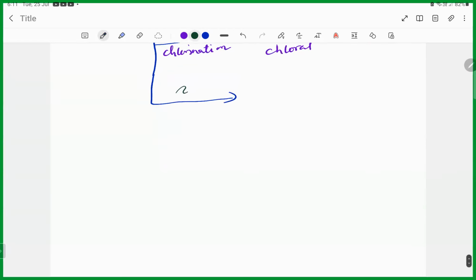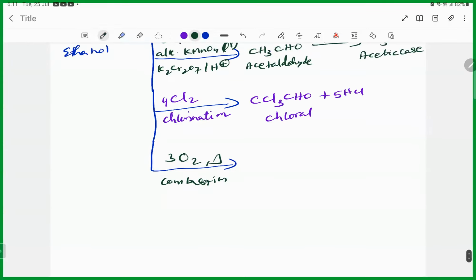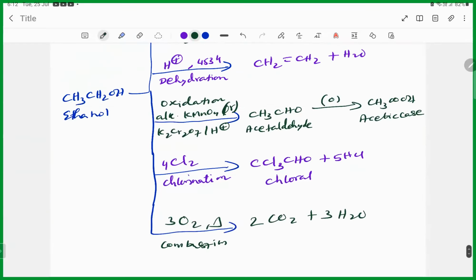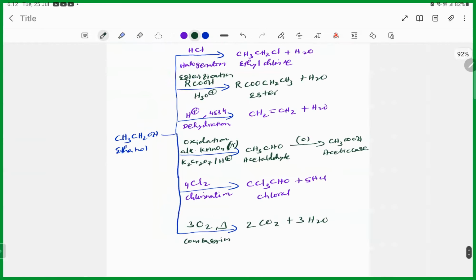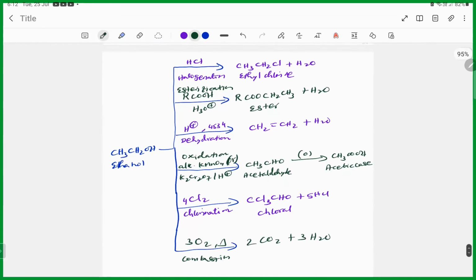At combustion, when heated with oxygen, it will give 2CO2 plus 3H2O. So this will be the overall reaction of your alcohol, ethanol.